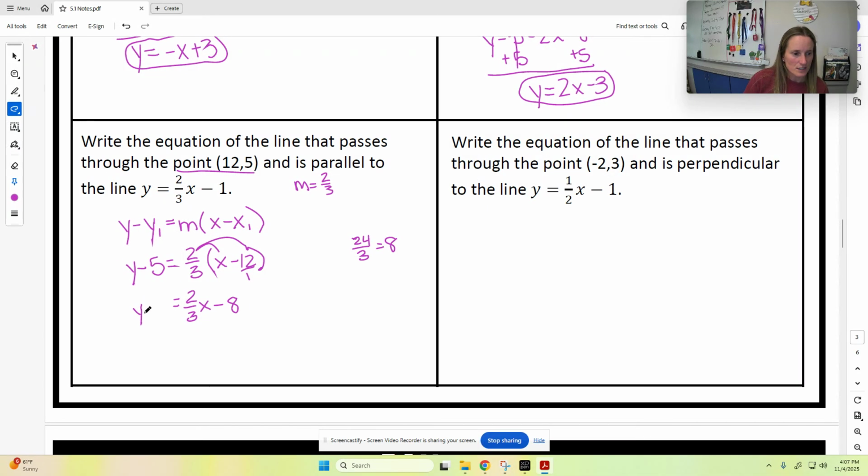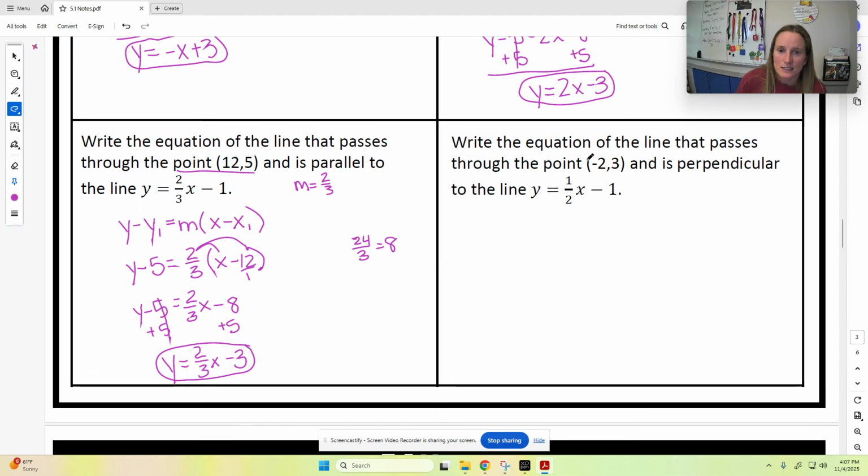Then let's finish copying this. So now I need to move the 5 by adding it to both sides. Those cancel out, and I have my slope-intercept form of y equals 2/3 x minus 3. And that's my final answer.